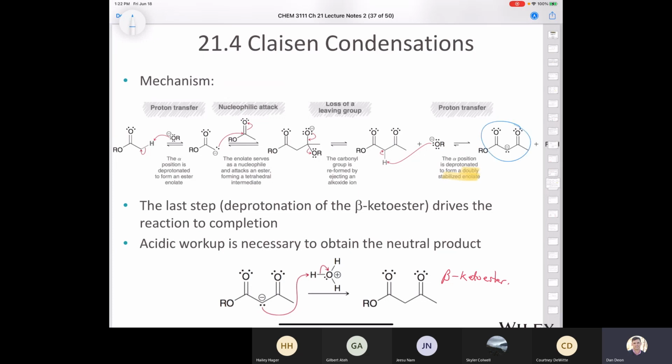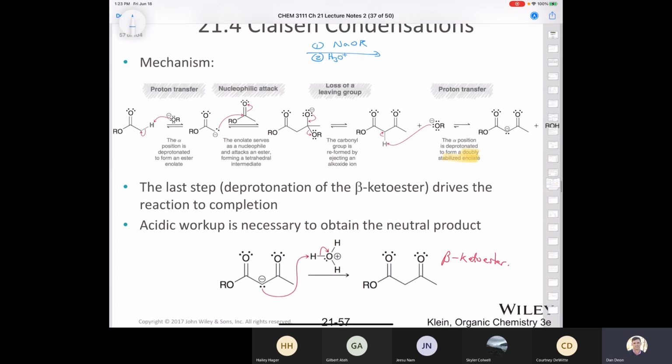the fact that you form that doubly stabilized enolate, that's why it's a two-step process. So step one is going to be your alkoxide, whether it's ethoxide, methoxide, what have you. And the second step is to treat it with aqueous acid in your Claisen condensation.